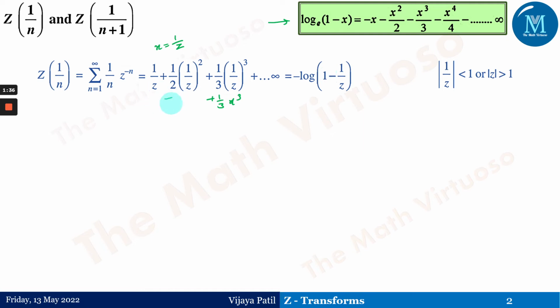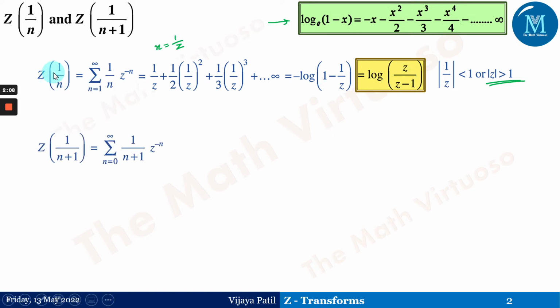So this is the series we are going to get, or the Z transform of this particular function, Z transform of 1 by n. Again, if you observe the ROC in this case, as we have taken this as a series, this series is applicable only if mod of 1 by z is less than 1. That is, mod of z is greater than 1 as the ROC. We can simplify this function, absorbing the minus sign inside the log, and we have log of z upon z minus 1 as the Z transform of 1 by n.